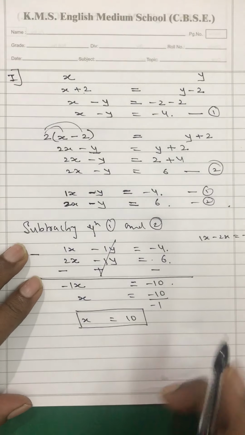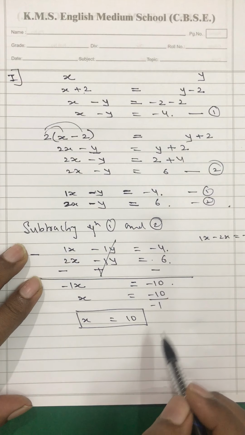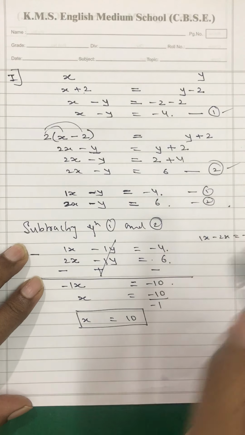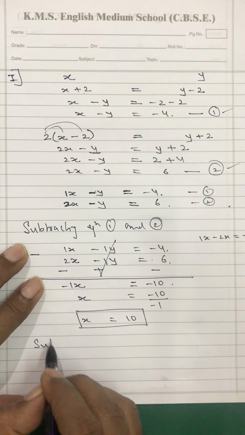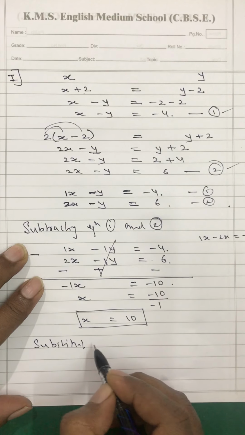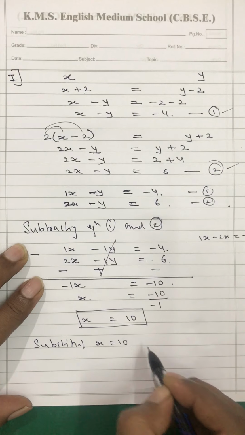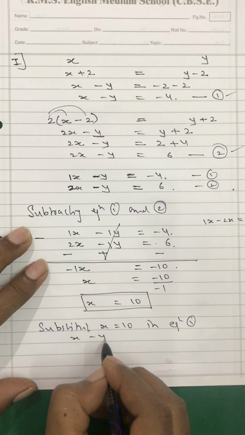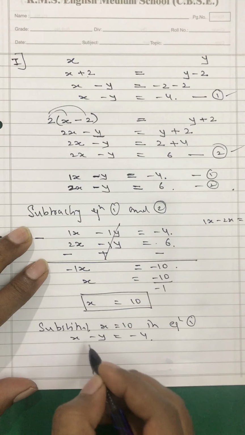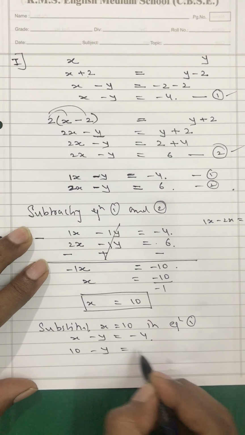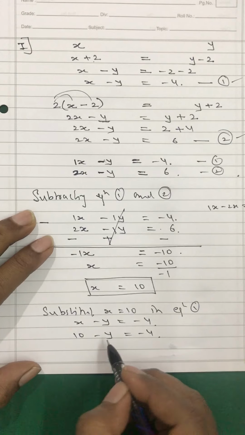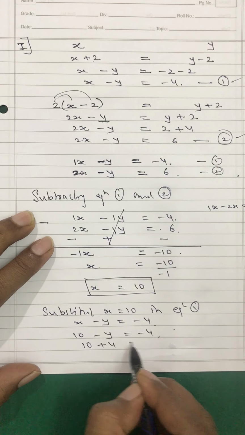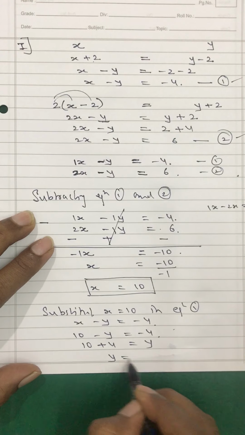Now for finding y, you can substitute x in equation 1 or 2, anywhere you want. So substituting x is equal to 10 in equation 1, x minus y is equal to minus 4, so 10 minus y is equal to minus 4. I can shift minus y over there and bring 4 over here. I'll get 10 plus 4 is equal to y. So y is equal to 14.